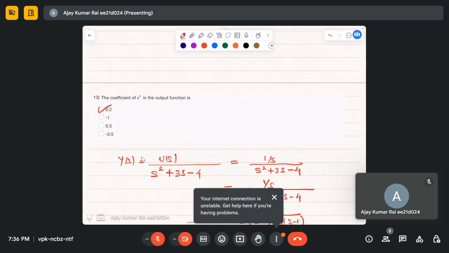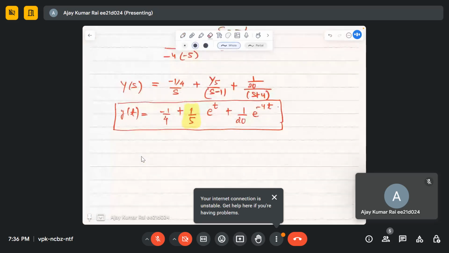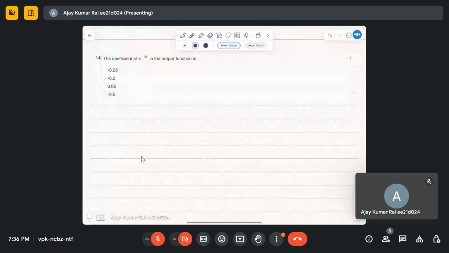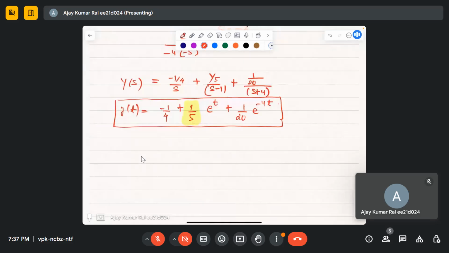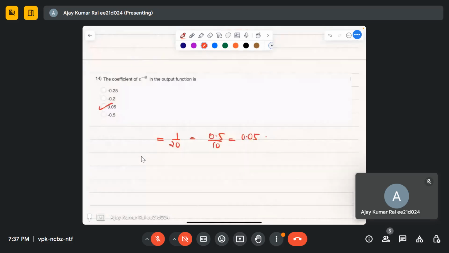So going quickly to the next question. The coefficient of e to the minus 4t is 1 by 20. Okay, 1 by 20. This is equal to 1 by 20. You see here 1 by 20, so 1 by 20 is equal to 0.05.